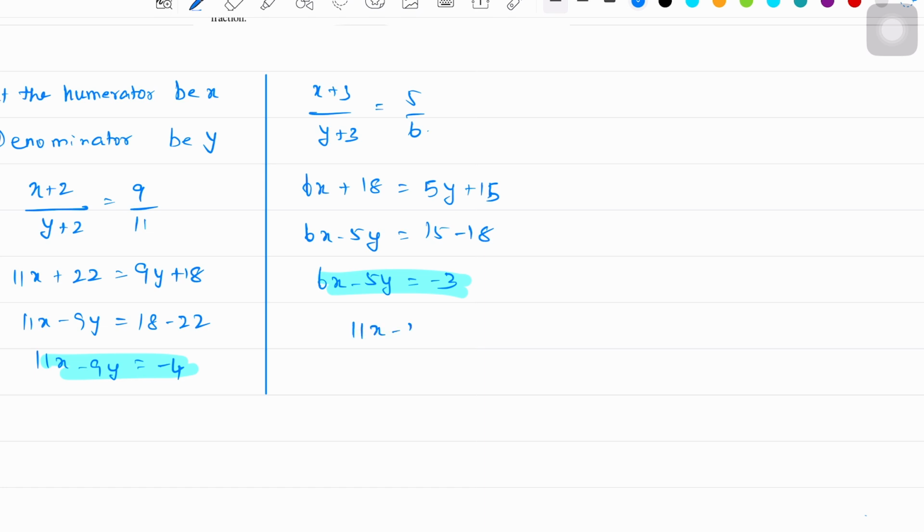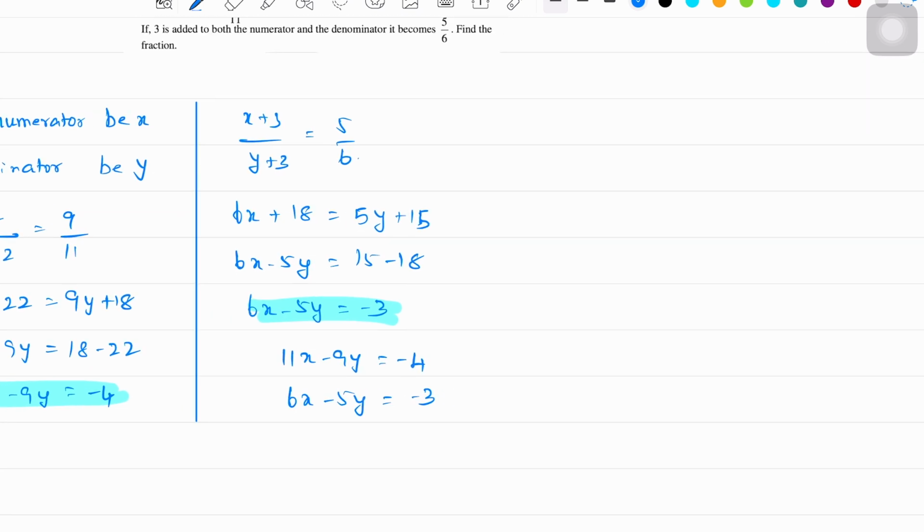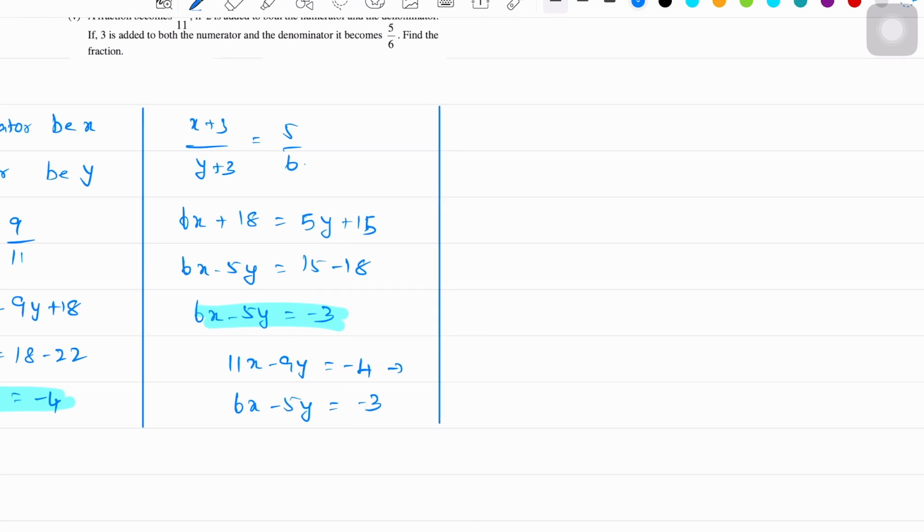11x minus 9y equals negative 4, and 6x minus 5y equals negative 3. Let this be 1 and this is 2. We'll modify 2. 2 will become 6x equals negative 3 plus 5y, or x equals (negative 3 plus 5y) divided by 6, and we'll substitute this value in equation 1.